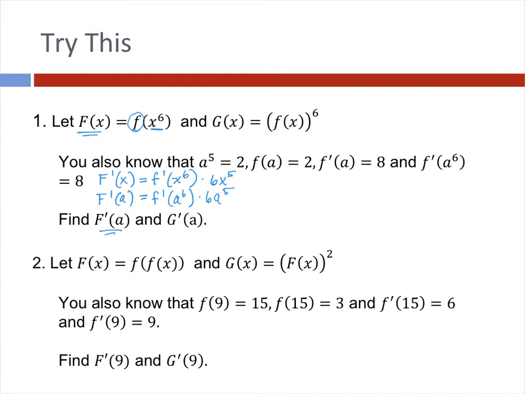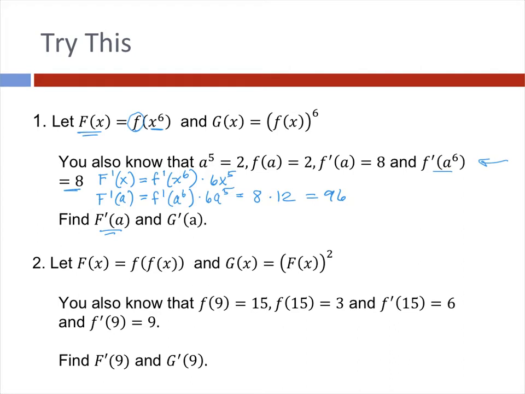Okay, now we have some given information above in this line right here, so let's see what we have. We have f prime of a times 6 f of a to the fifth. Well, f prime of a, we were told that it equals 8, so we can plug 8 in. And 6 f of a to the fifth is 6 times 2 to the fifth, so 6 times 2 is 12. So we have 8 times 12, which is 96.